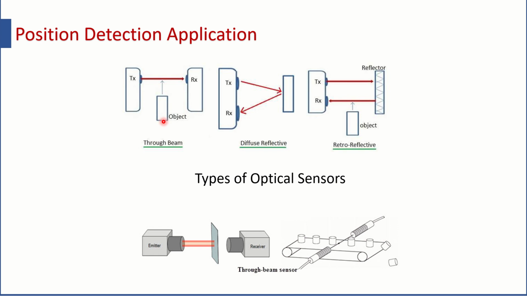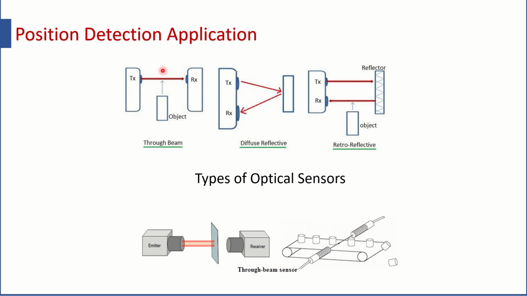When you have an object that has to be detected between a source and a detector, you can use a through beam sensor. As I have already told you, there is an optical path in between the transmitter and the receiver. TX denotes the transmitter, RX denotes the receiver. So there is an optical path in between them, and the source generates the optical signal that is received by the receiver, and the receiver generates a detectable signal at the output.